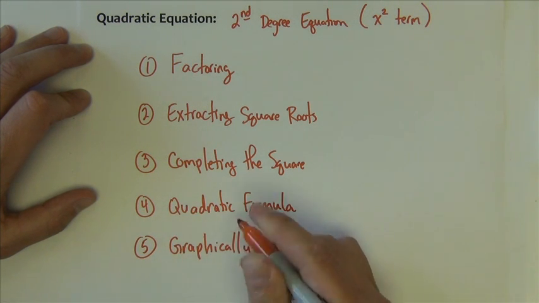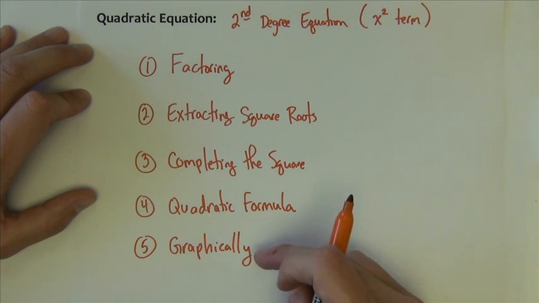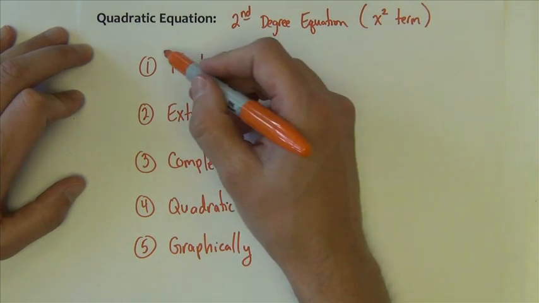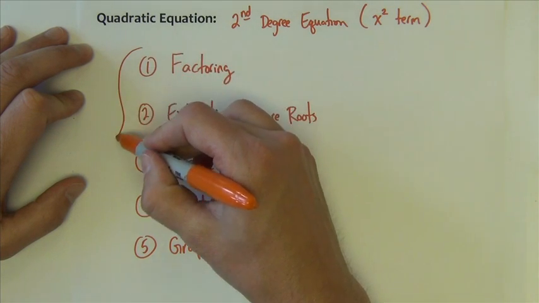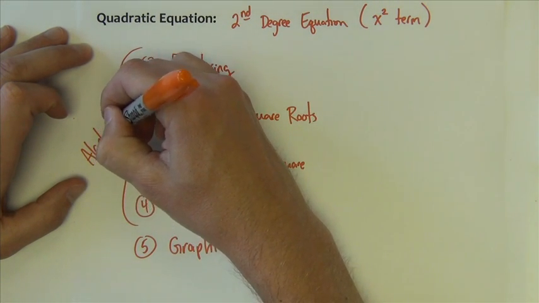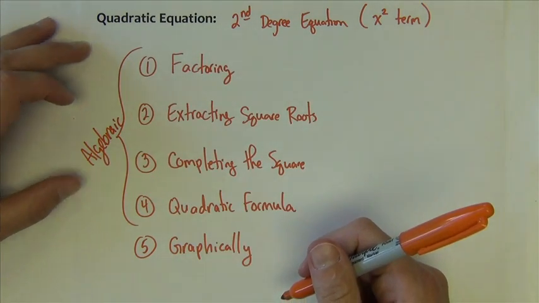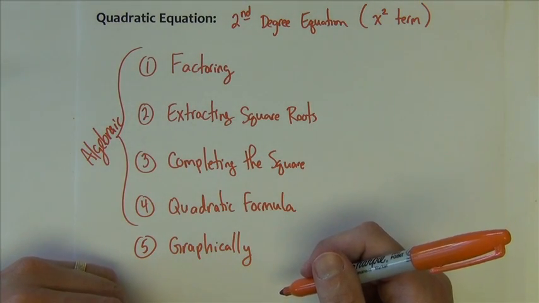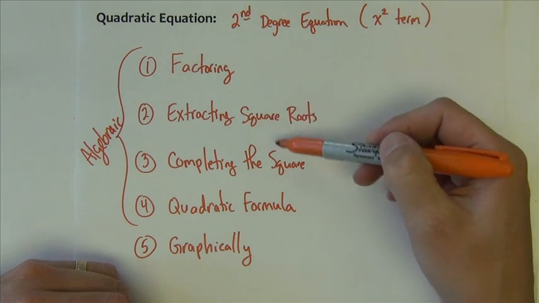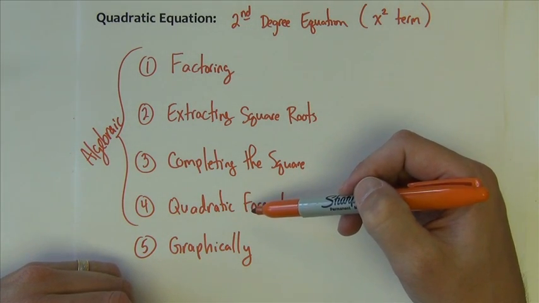solve it graphically. As in the last slide, we did it graphically first, and then we factored it. But these four techniques, these are your algebraic techniques to solve quadratic equations. So we're going to go over, we've already gone over a factoring example, we're going to go over some examples of these now, so you've seen them all.